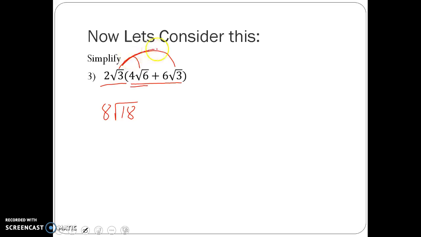Then I'm going to multiply 2 radical 3 times 6 radical 3. Well, 2 times 6 is 12. And radical 3 times radical 3 is just, you could say radical 9, which is just 3.